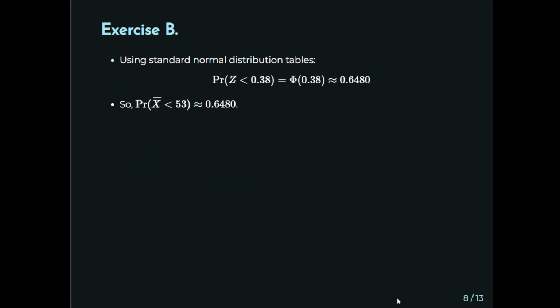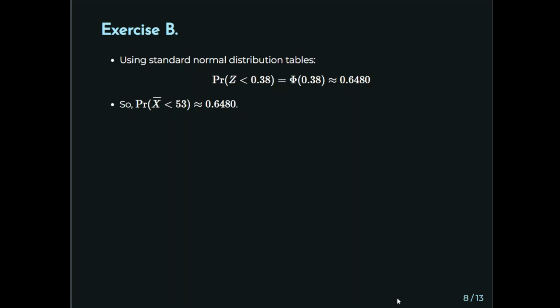Okay, so same approach as before. We're going to use the standard normal tables, or the cumulative distribution function, the phi function of the standard normal distribution. Probability of z being less than 0.38 is the phi of 0.38, and that's approximately equal to 0.6480. So the probability of x bar being less than 53 is approximately 0.6480, nearly 65% in other words.